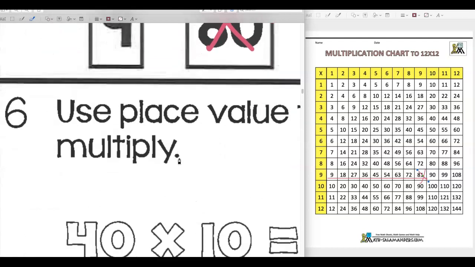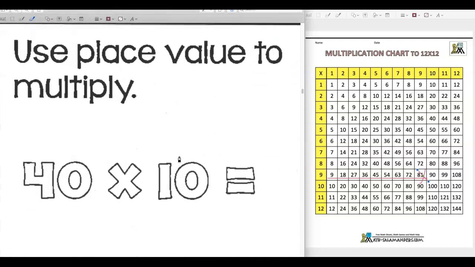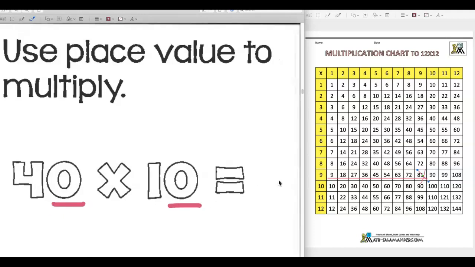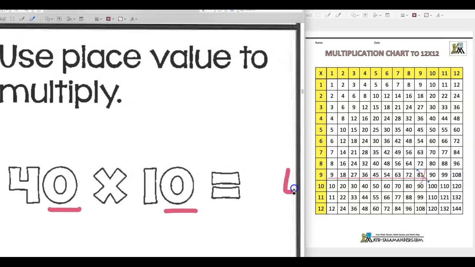Number 6, use place value to multiply. So they're just talking about the trick when you know you're multiplying multiples of 10. I have a 0 here and a 0 here. You can count up your zeros. So 1, 2 zeros. And then you just multiply the front numbers. 4 times 1.